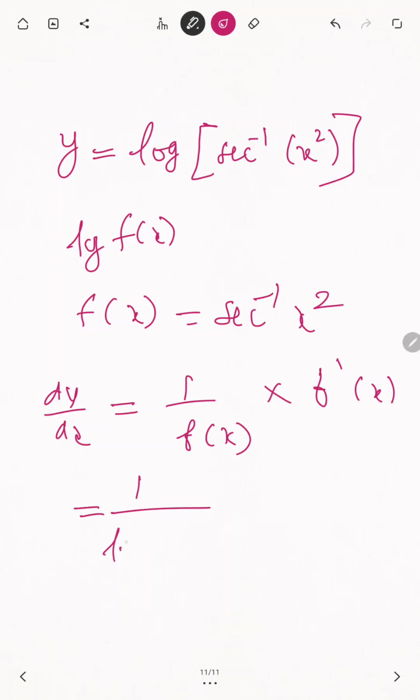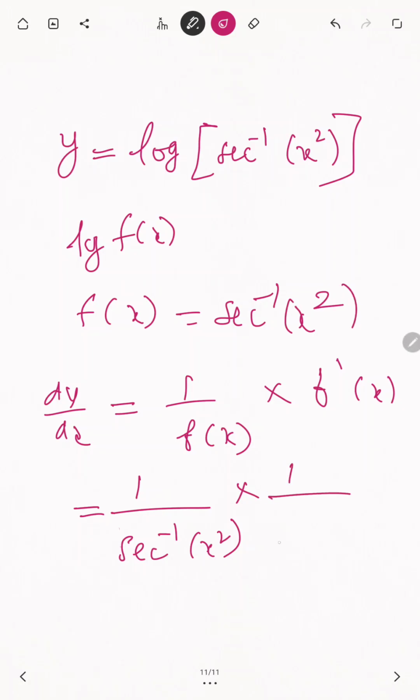F of x is secant inverse x square only. Are you able to understand? The formula is 1 by f of x, and here f of x is secant inverse x square. That is what is called f of x. Then into f dash x. What is the meaning of f dash x? You have to differentiate the secant inverse. What is the secant inverse formula?